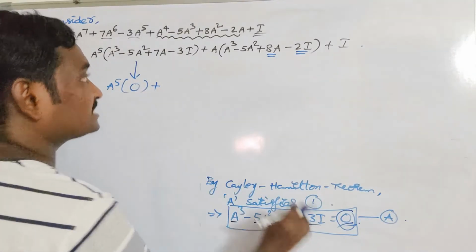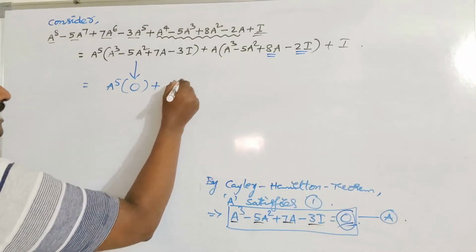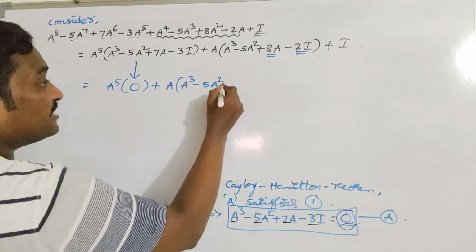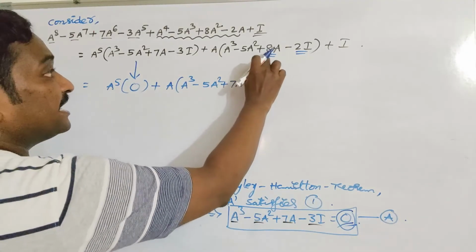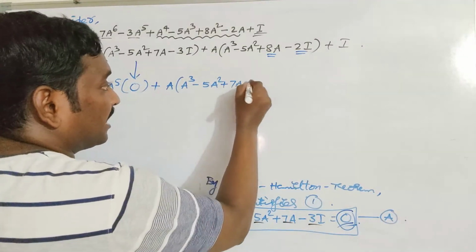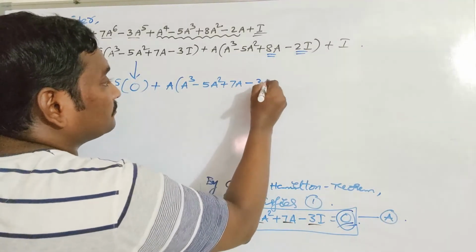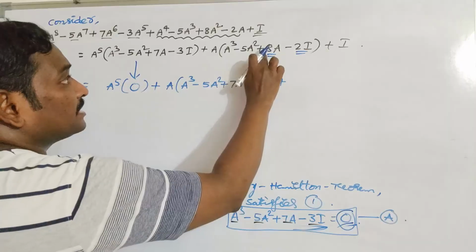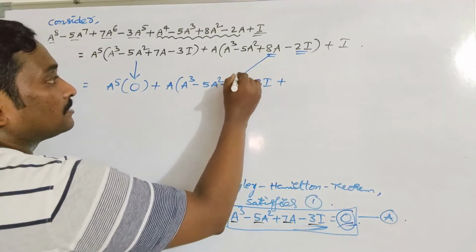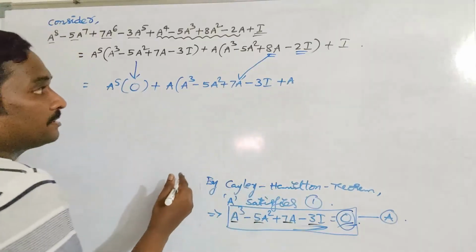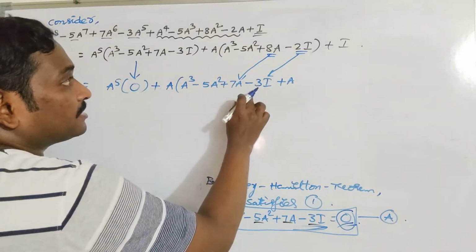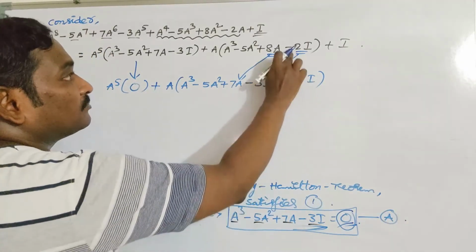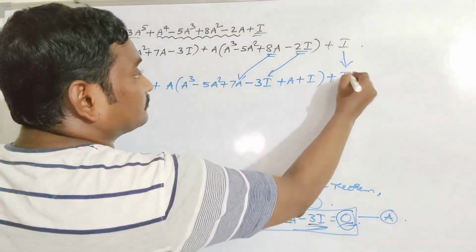we need 7A minus 3I. That's why I will write this one as A times A cube minus 5A square plus 7A, and there is another A in this 8A. Minus, I will write this negative 2I as minus 3I because we need this term, plus what is this remaining term? I wrote 7A here, so the remaining term is only A, and here I am writing minus 3I, so you should write plus I, because minus 3I plus I would be negative 2I, plus I is there.